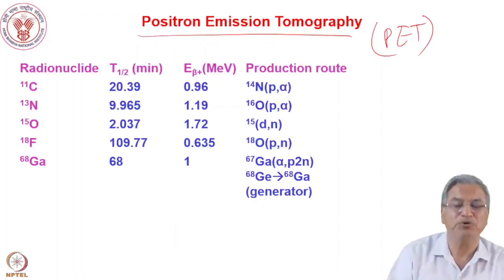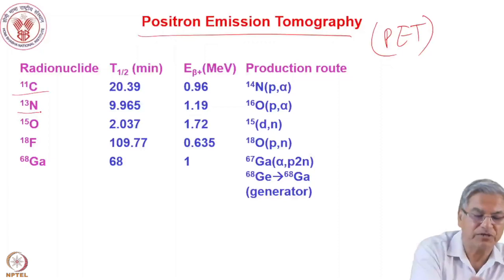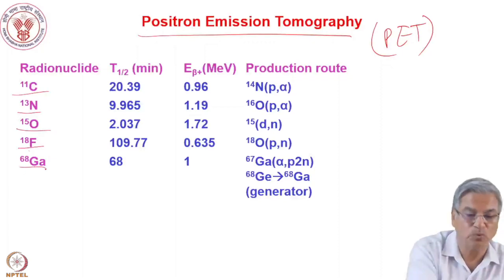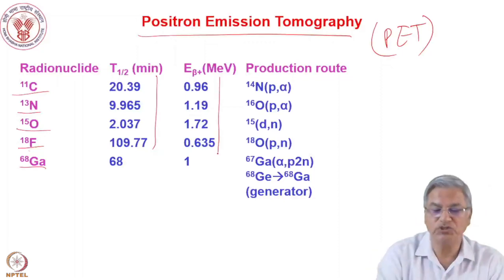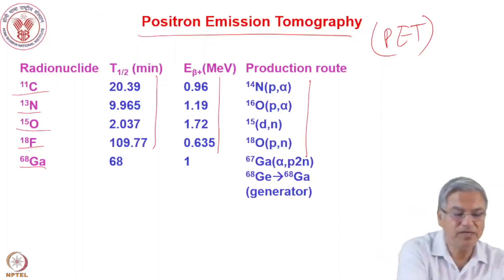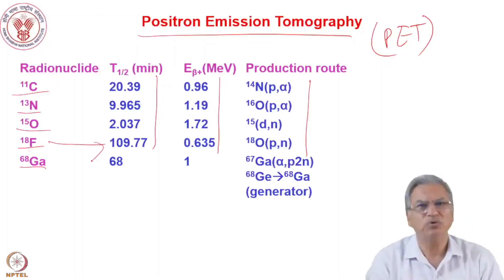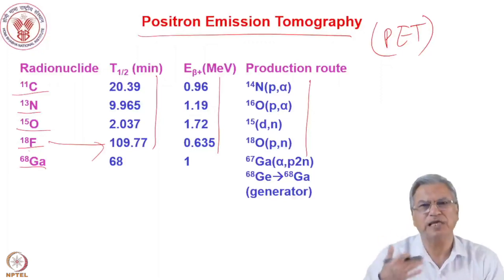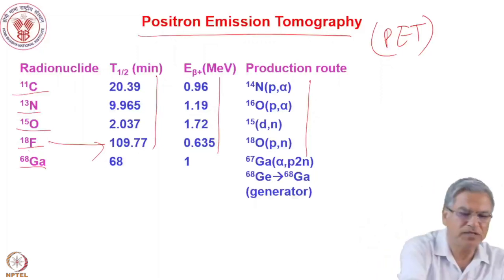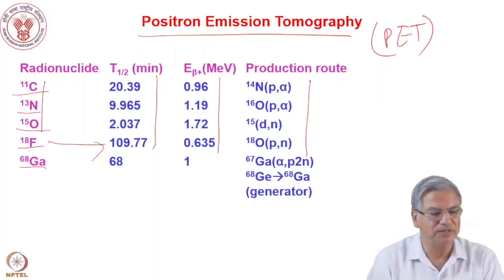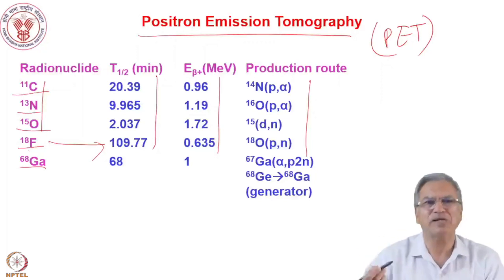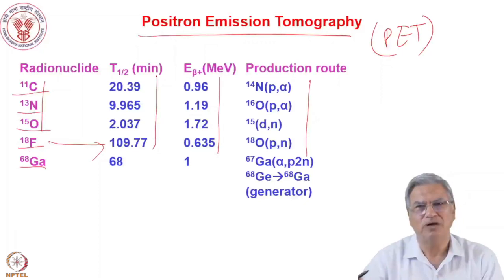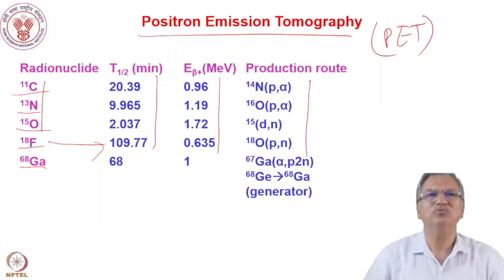And for PET, you require a positron emitter. The positron emitters are carbon-11, nitrogen-13, oxygen-15, fluorine-18, and also gallium-68. You can see their half-lives are minutes, and the beta plus positron energy and the way they are produced. F-18 is in fact these days most commonly used because it has a half-life of about 2 hours. So from the cyclotron, they can be transported to the hospitals. Whereas the other isotopes, carbon-11, nitrogen-13, oxygen-15, have half-lives even less than 20 minutes, and so they require the cyclotron to be present in the hospital. So immediately you transport the pharmaceutical to the hospital within a few minutes, and then you can do the PET analysis.